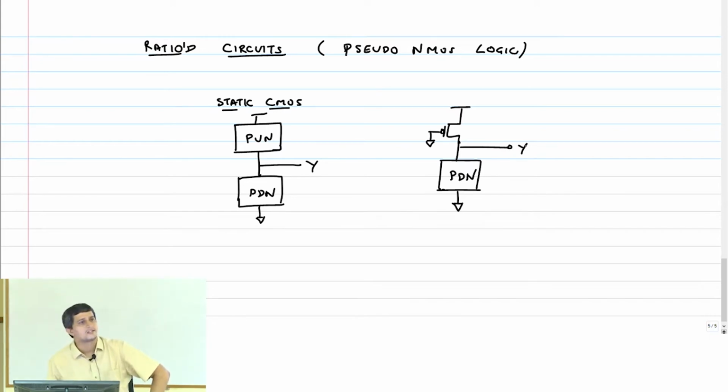The advantage in the static CMOS logic was that there was no path for current to flow from supply to ground in the steady state. Of course, what we are doing here now is connecting a PMOS transistor to ground with a gate connected to ground always. So when the pull down network is active, obviously there is going to be current flowing from supply to ground in steady state. So this is not a good thing. We will see how to avoid this problem.